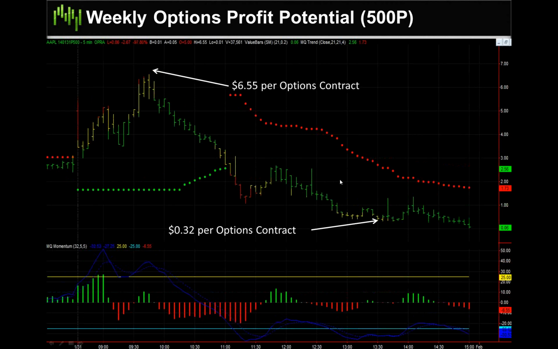All right, let's look at the at-the-money 500 puts here. Again, it's going from 6.55 to 32 cents. I think Apple, again, closed at, I say, 32 cents. It actually went down to 50, wherever it closed at. So this is a 500 put.